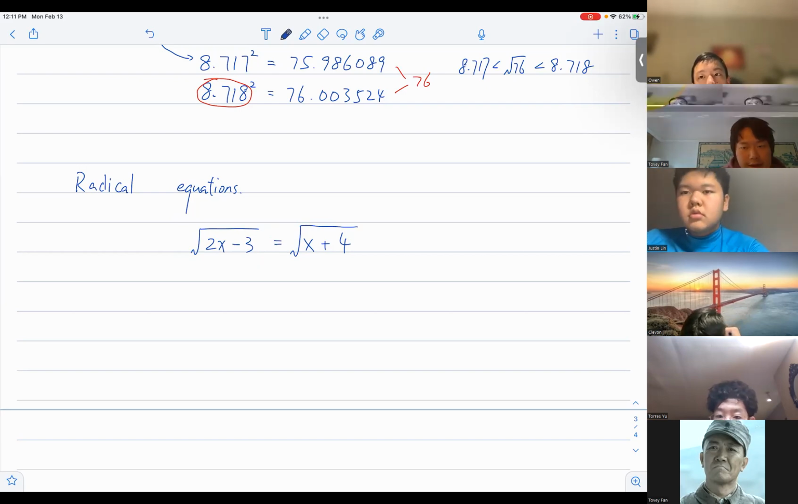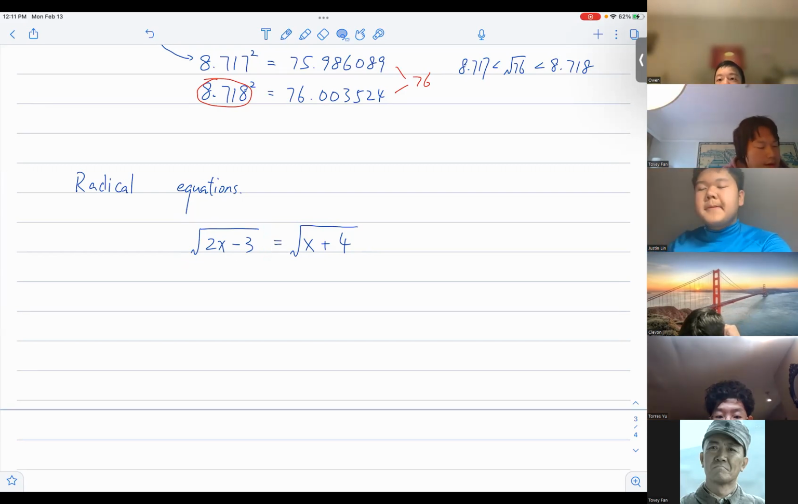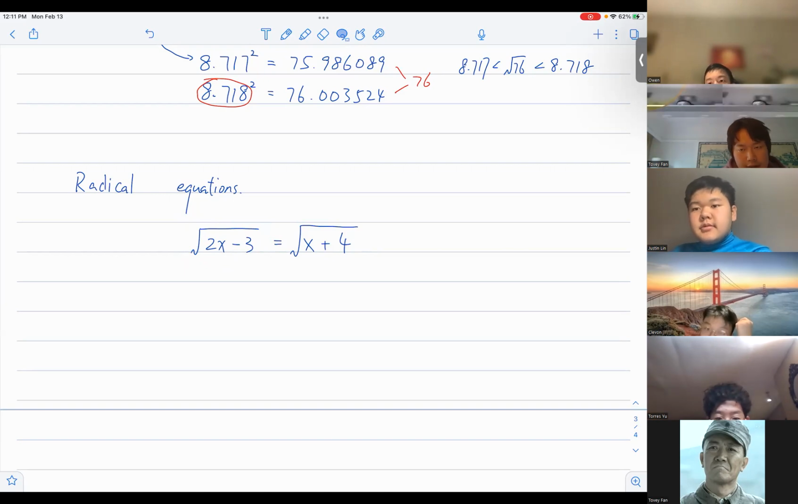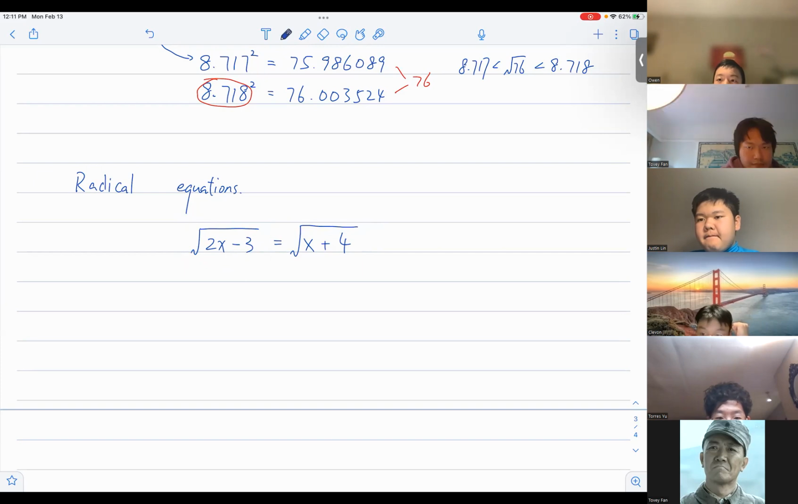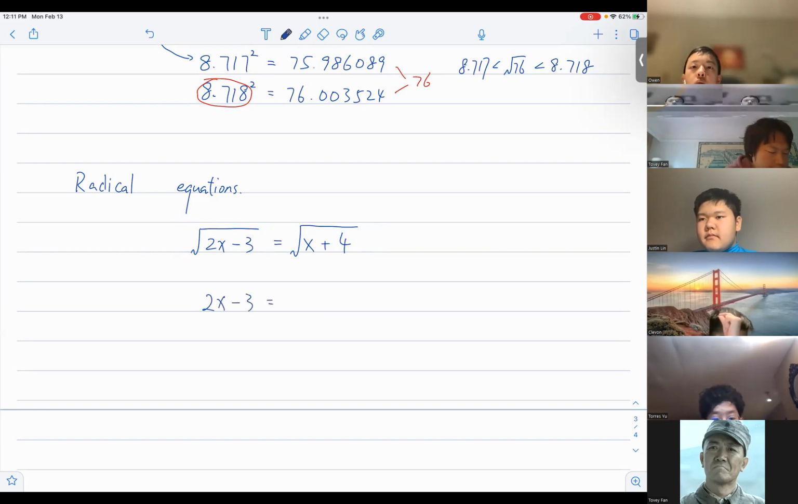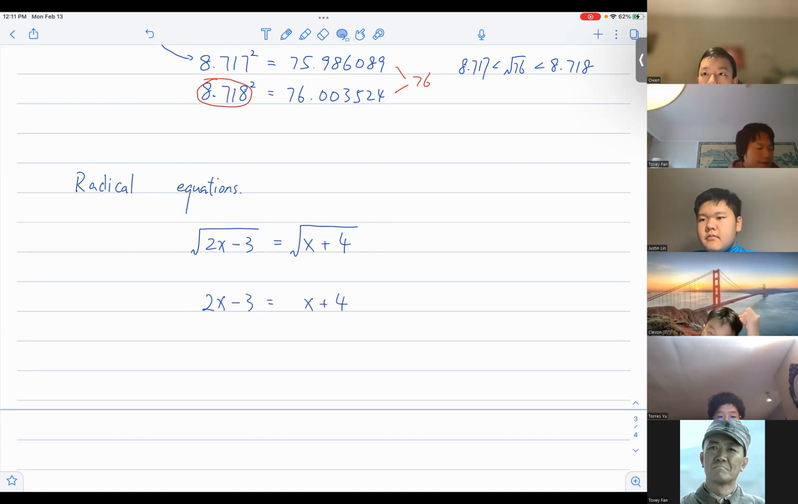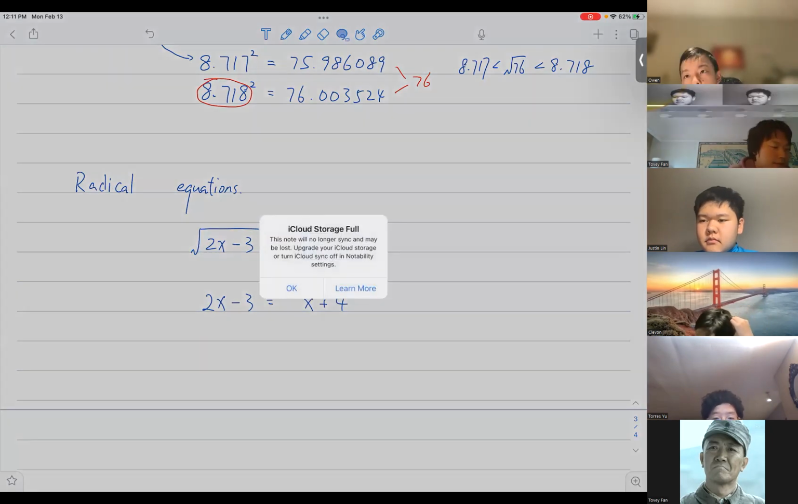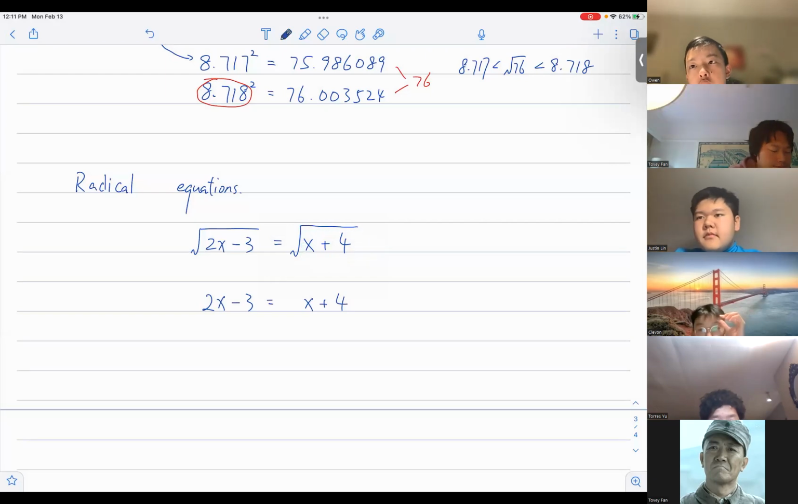Okay, so to solve radical equations, we're gonna first try to find a way to eliminate the radical sign, right? So any idea? How do we get rid of these radical signs? You square both sides. Exactly, right? Because the radicals must be the same. And there we go. It's a linear equation, x equals to 7.